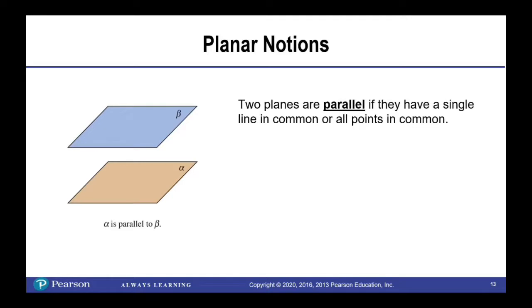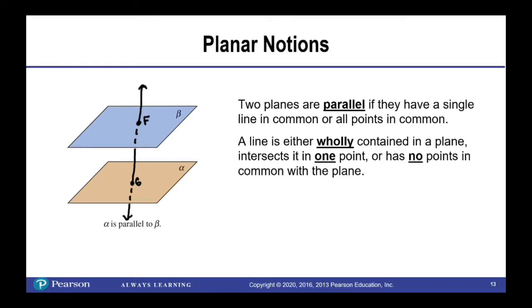Now, two planes are parallel if they have only a single line in common, such as line FG here, or if they have all points in common. A line is either wholly contained in a plane, it intersects the plane in one point, or it could have no points in common with the plane.